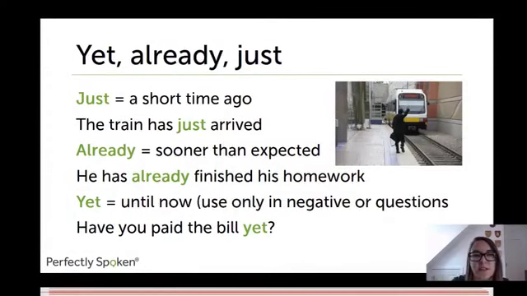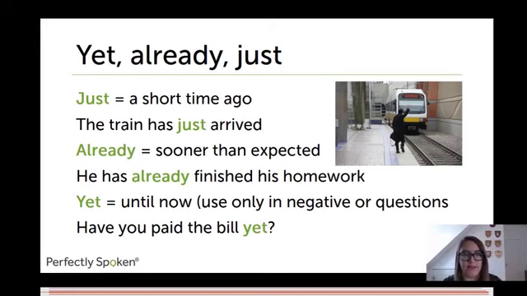So just means a short time ago. The train has just arrived. Already means sooner than expected. He has already finished his homework. He finished sooner than expected.